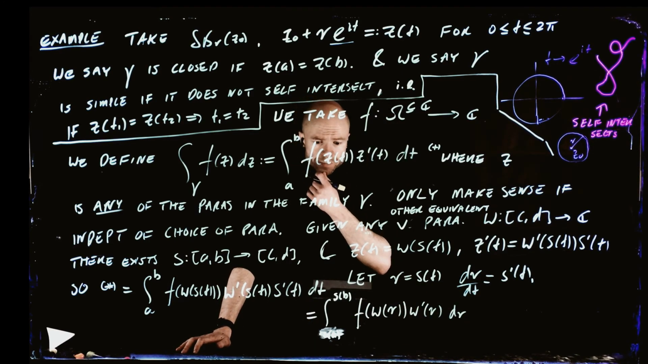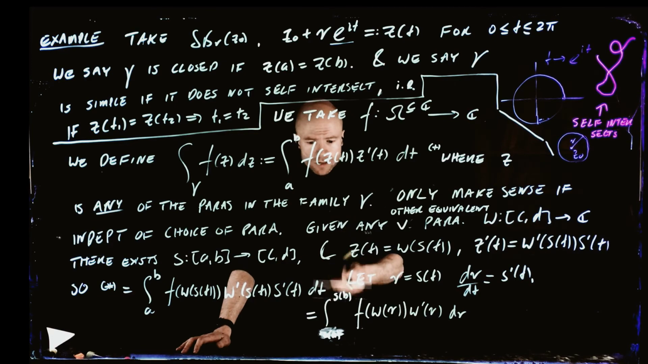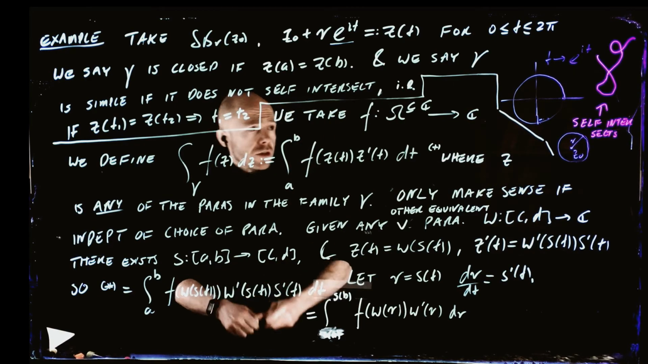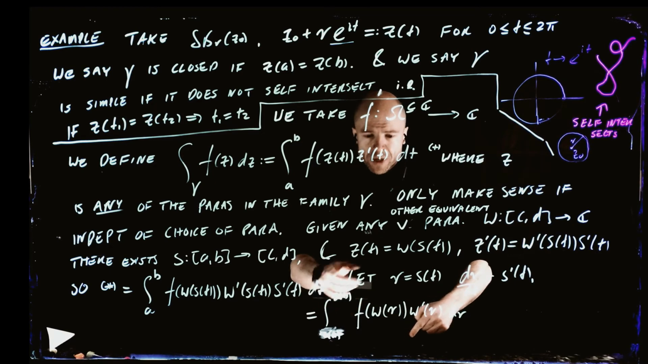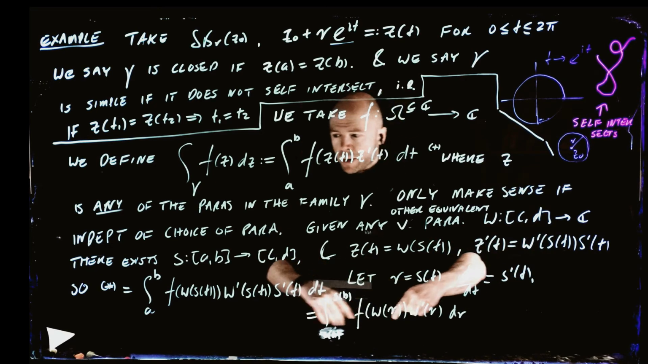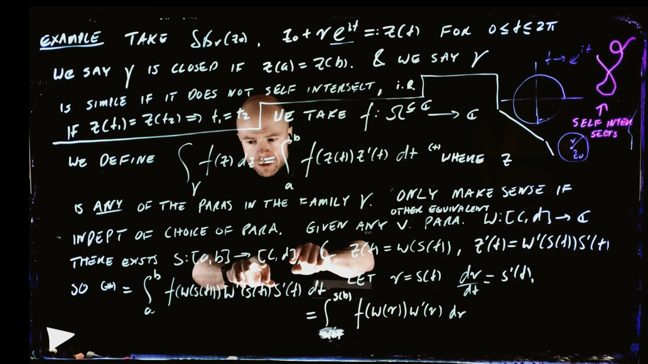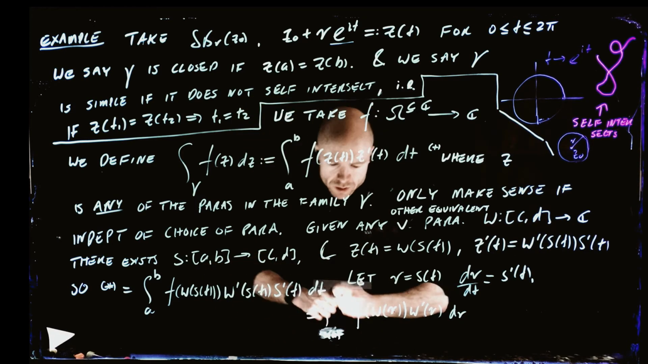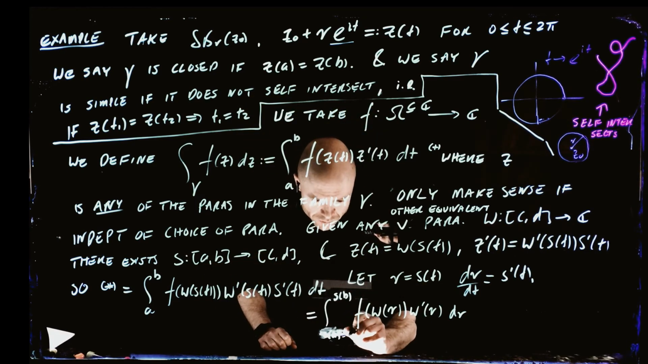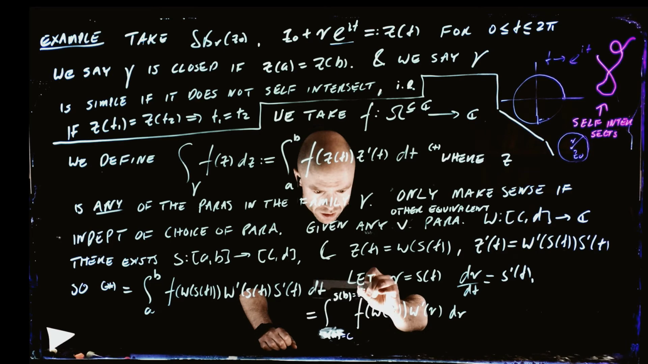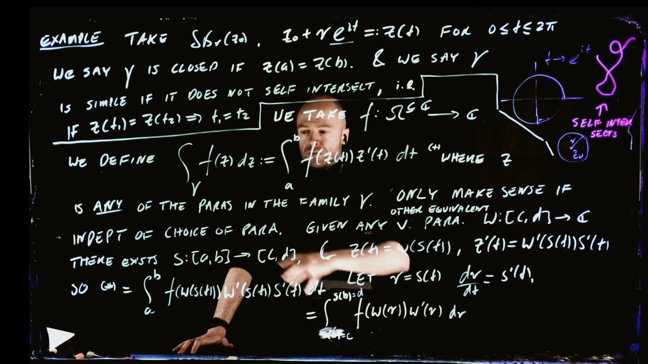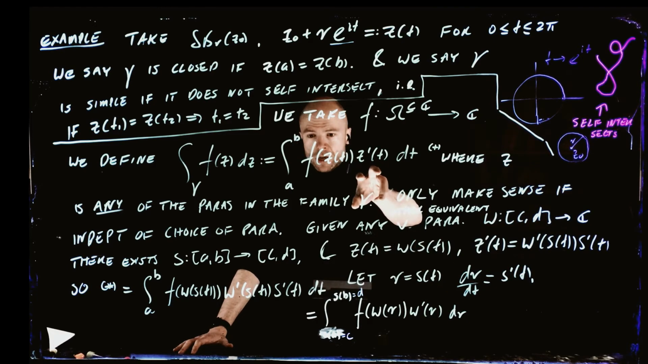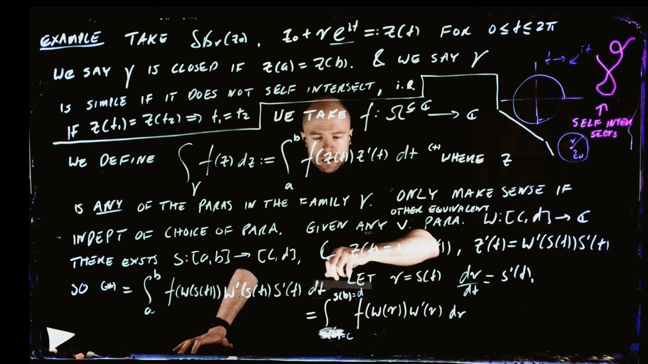Yeah? And s of a is just equal to c, right? And s of b is equal to d, because s is a reparametrization from a to b to c to d, right? So this is actually just equal to c, and this is equal to d. Yeah? So what we exactly have is the same thing.